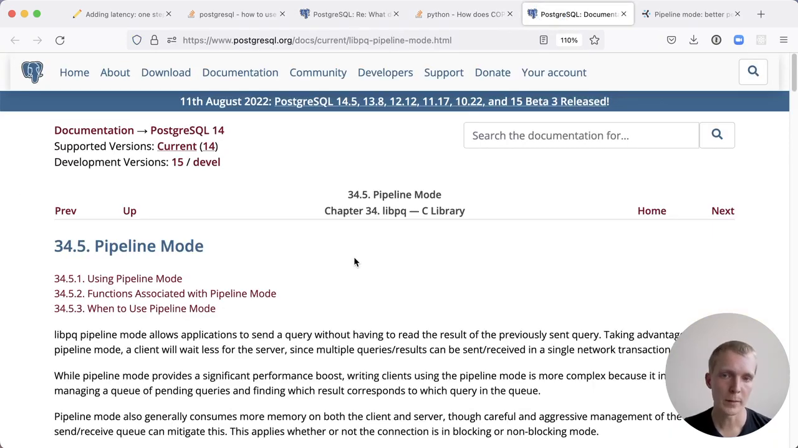The other thing to know about is pipeline mode in libpq. This was added in Postgres 14, and it was added to the client library. You don't have to use Postgres 14 on the server, but you have to make sure that you use a new enough client library on the client side. If you use libpq 14 or newer, and your programming language driver that usually uses libpq supports this as well, then you can use pipeline mode in libpq.